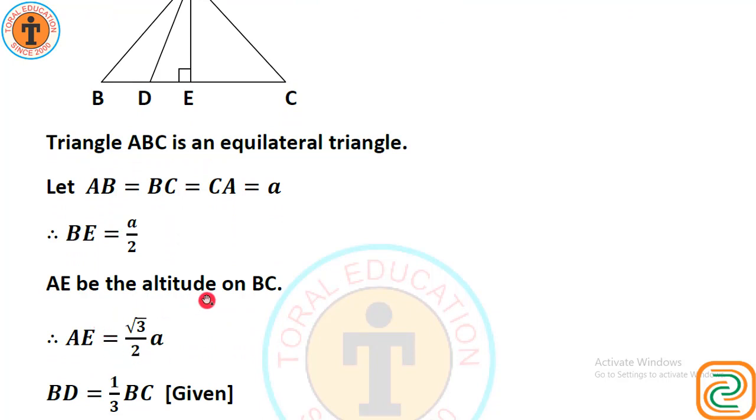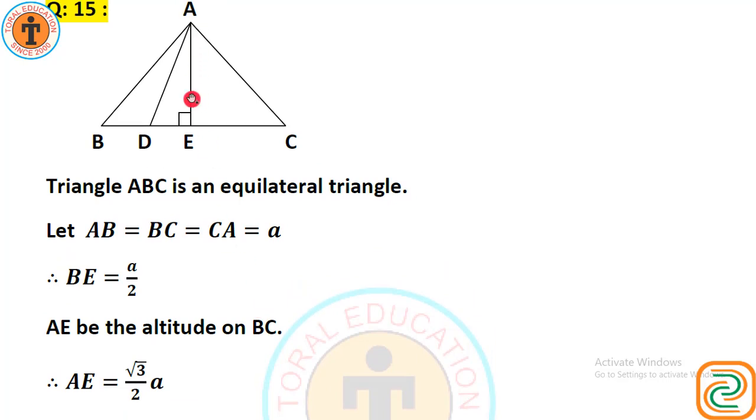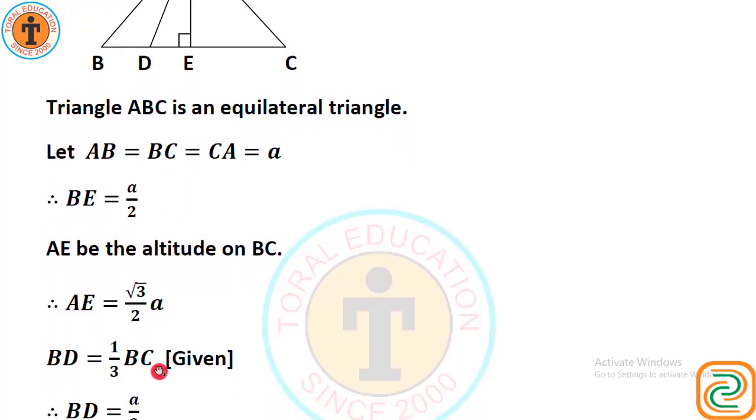Let AE be the altitude on BC. This AE is altitude, so AE equals root 3 by 2 a. If we take Pythagoras theorem, you will get this answer. AB square equals BE square plus AE square, where BE equals a by 2 and AB equals a. So a square minus a square by 4 gives 3a square by 4, and you will get root 3 by 2 a.